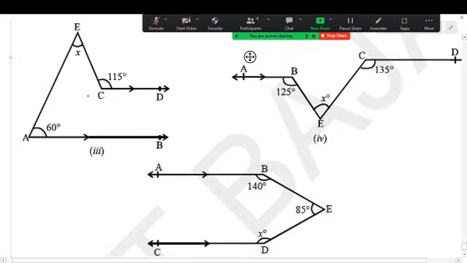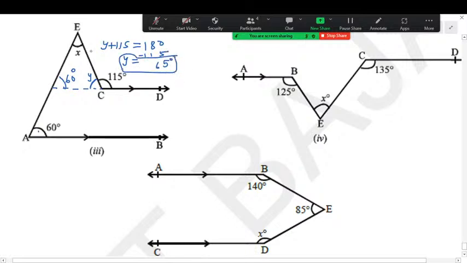We can think that we should extend this. If we are extending it, they are still parallel, no problem at all. That means if it is 60, it should be 60 as well because they are corresponding angles. And if it is 115, this is going to be how much? It's going to be a linear pair. That means 115 needs to be subtracted from 180. You will get 65.